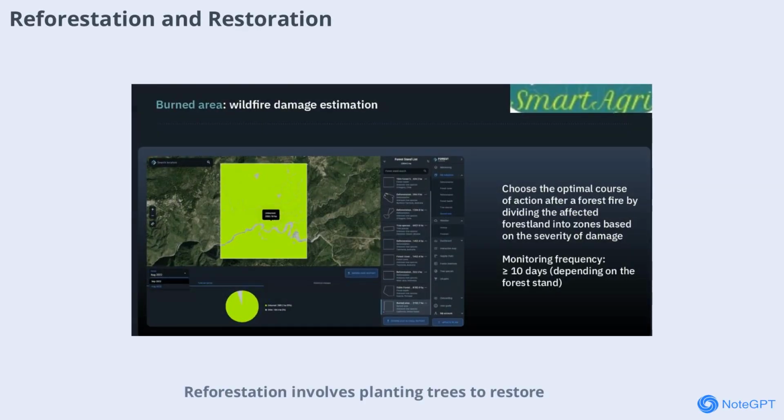Forestation involves planting trees to restore areas that have been harvested or damaged. Restoration goes further, aiming to bring back the full range of native species and ecosystem functions. These efforts help combat climate change, improve biodiversity, and support local communities. Successful reforestation requires careful planning, species selection, and ongoing care. By investing in restoration, we ensure forests remain healthy and productive for the future.